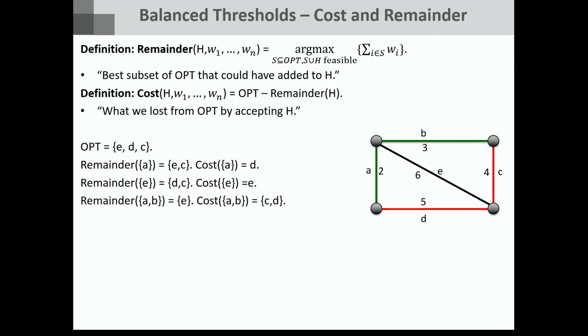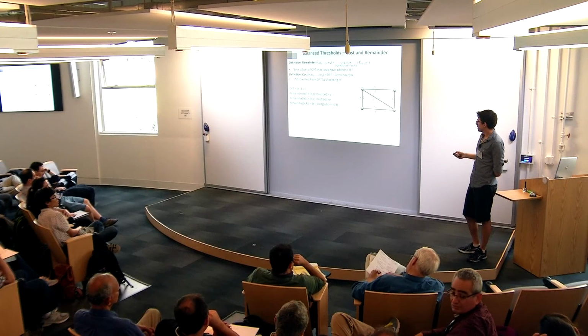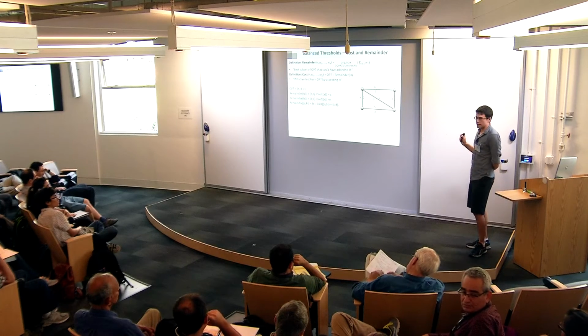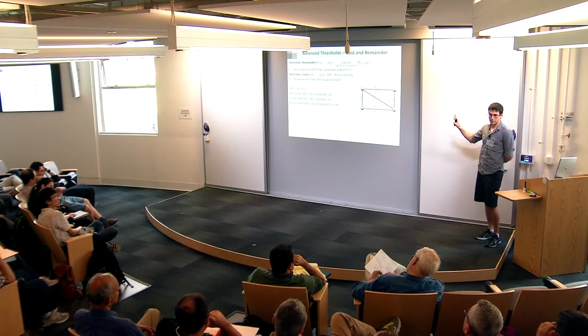Sorry, if you say that the cost of E is equal to E, shouldn't you also say that the cost of A is also A as well as D? No, because A is not in the max weight basis. Yeah, so it's a property. It's always elements of opt that are the only ones.